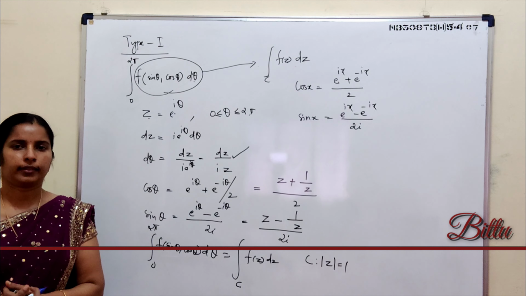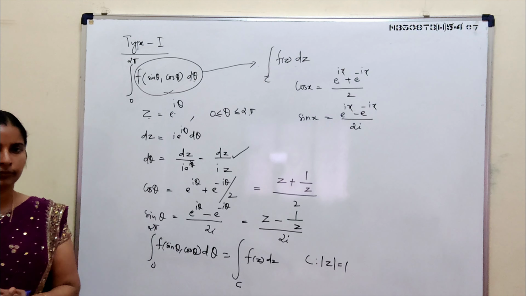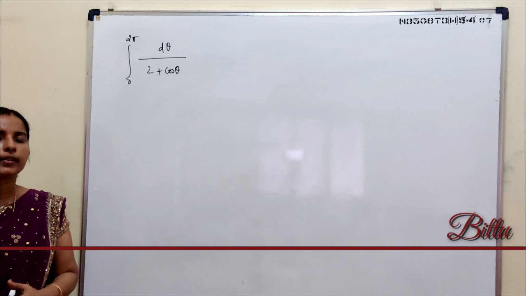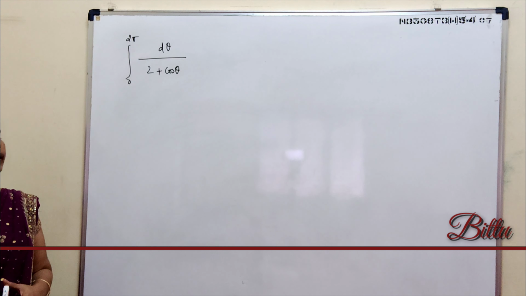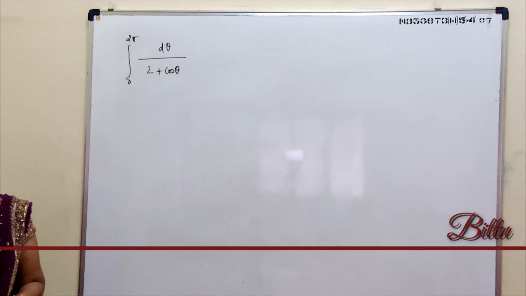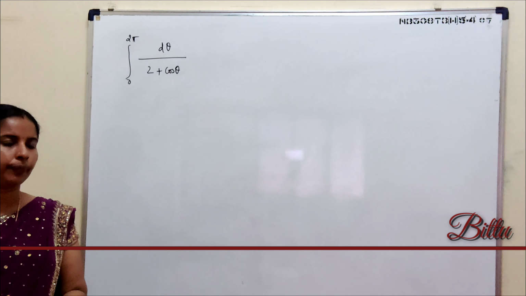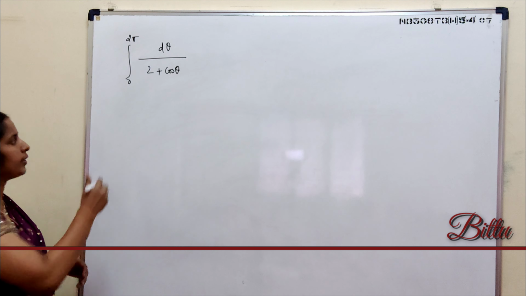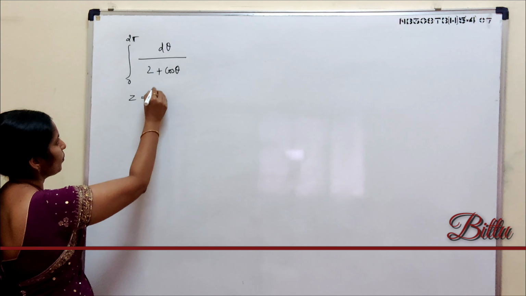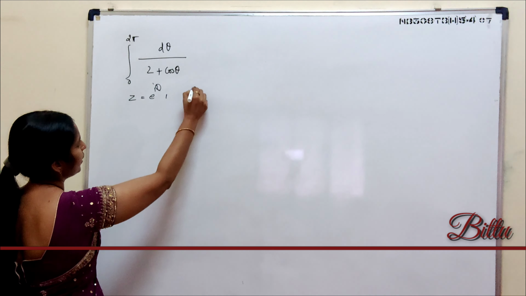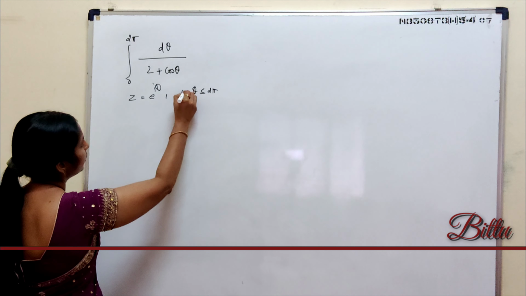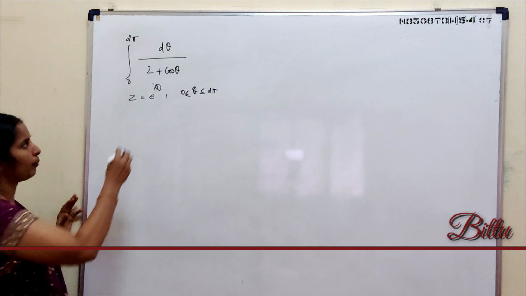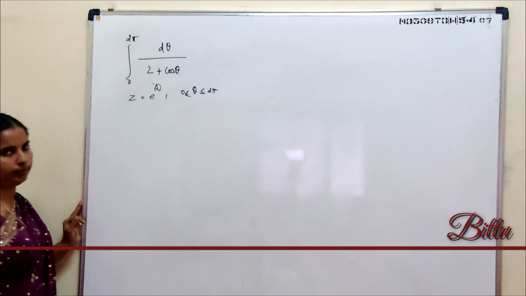Here in this type of questions, everywhere C is our unit circle. Next we evaluate this integral by residue theorem. Our integral is integral 0 to 2 pi d theta by 2 plus cos theta. In all these types of integrals, our substitution is z equal to e raised to i theta, where theta varies from 0 to 2 pi.